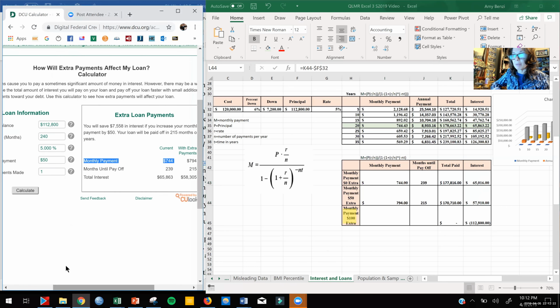Let's see what happens if I pay an extra $100 a month. And you guys can see the months till payoff. You can check your own house and see how many months you have to pay off and how much money you would save with the time you had left.